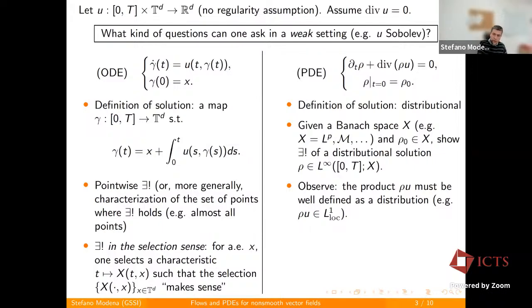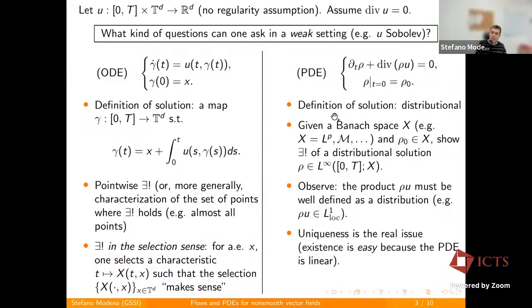And then the second observation that I want to make, and I will come back to that also later, is that for the PDE, the real question is the uniqueness of solutions. The existence of a weak solution is quite an easy task, and this is essentially due to the fact that this PDE is a linear partial differential equation. So finding one solution by compactness is not really difficult. I will come back to that later. And the real issue is the uniqueness question.